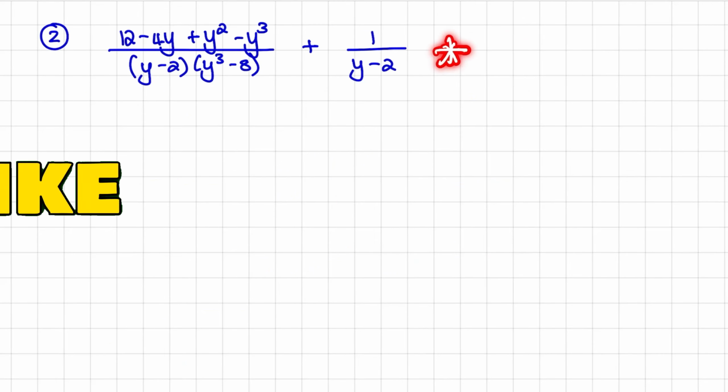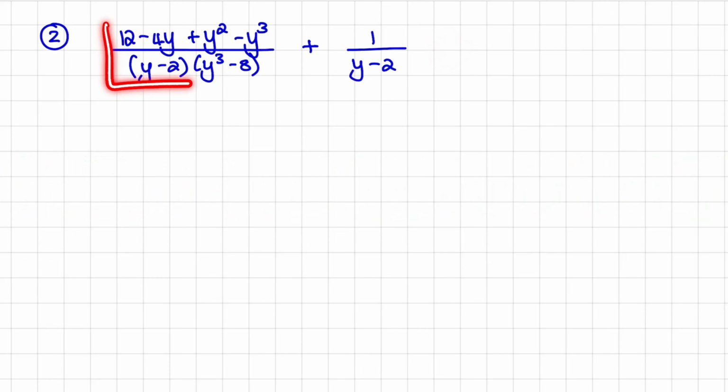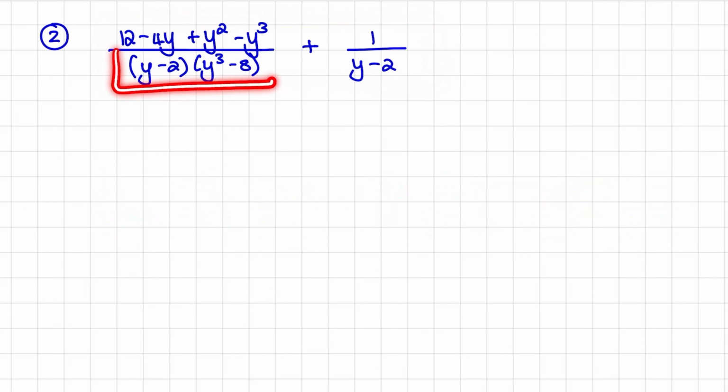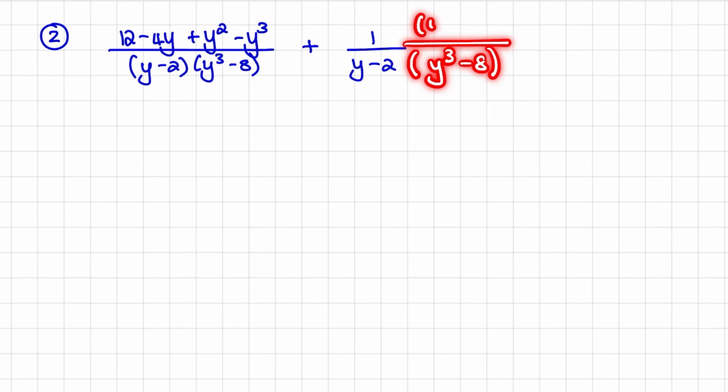In my second example for this video, we're going to add these 2 algebraic fractions together. I notice that the denominator in the first term is already partially factorized. And in the second term, I already have one of the brackets, which is in the first term. So in order to create one fraction, I will multiply the second term's denominator with y cubed minus 8. And I would repeat that calculation in the numerator.